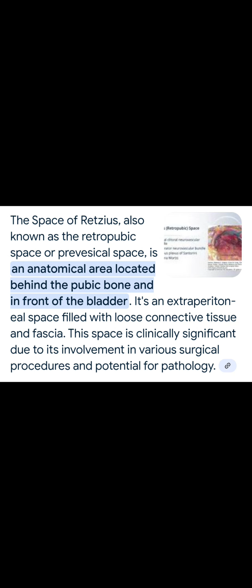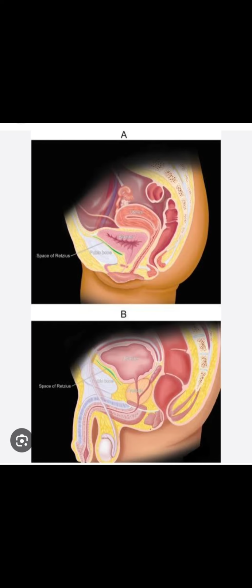The space of Retzius, also known as the retropubic space or prevesical space, is an anatomical area located behind the pubic bone and in front of the bladder. It is an extraperitoneal space filled with loose connective tissue and fascia. This space is clinically significant due to its involvement in various surgical procedures and potential for pathology. In diagram A, in a female patient, we see the space of Retzius or retropubic space, and in diagram B we can see it in a male patient.